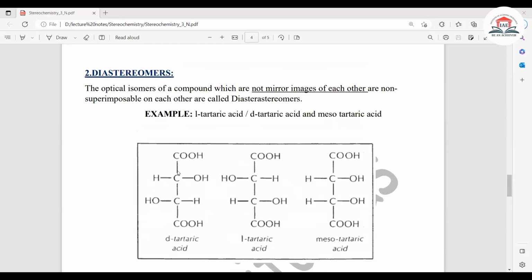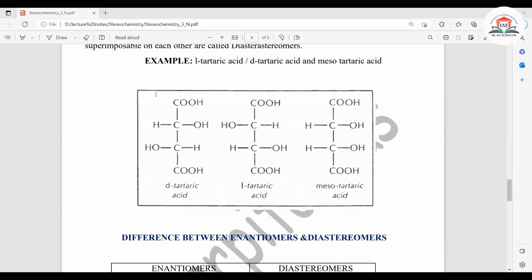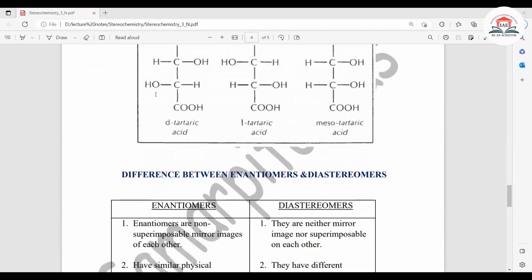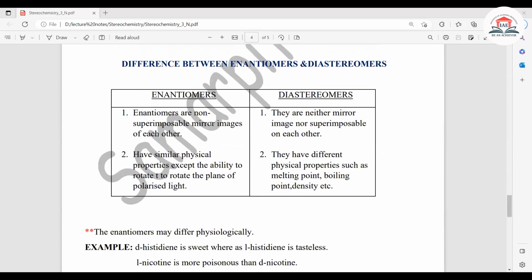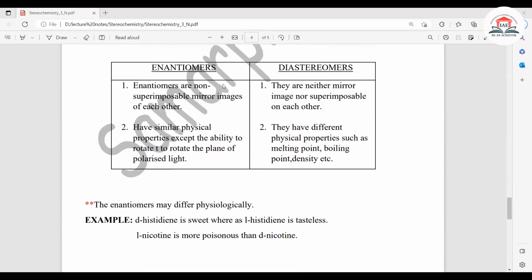Okay. So this question had come once in the semester: write a note on enantiomers and diastereomers and differentiate between them. So the differentiation is also given here. Enantiomers are non-superimposable mirror images. Diastereomers are neither mirror images nor superimposable.